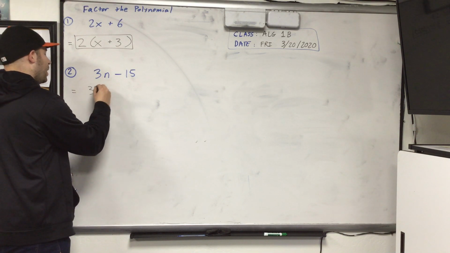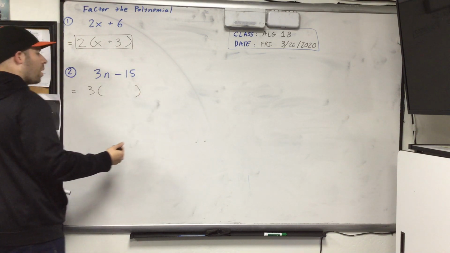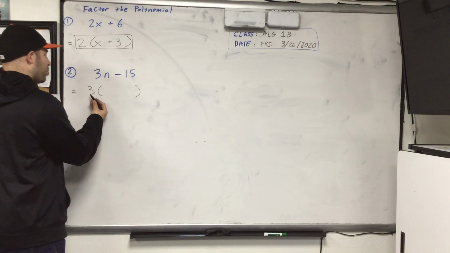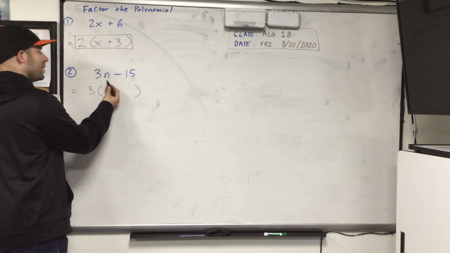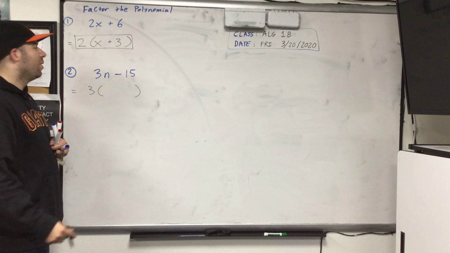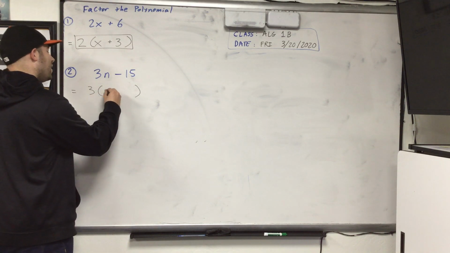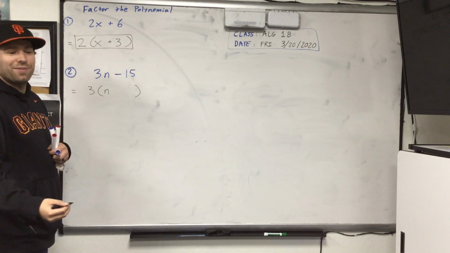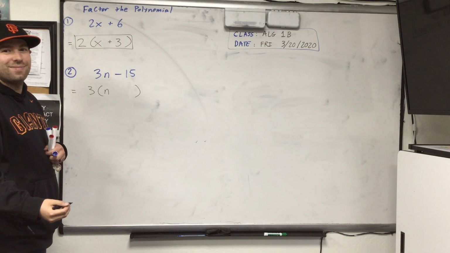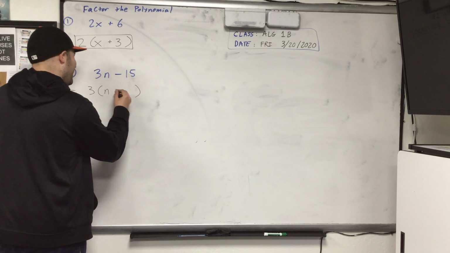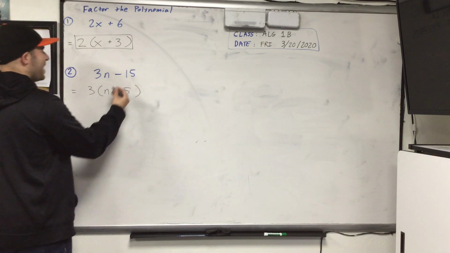I'm going to reverse distributive property, aka factor the polynomial. So now I've got 3 times what is 3n? 3 times n is 3n. And now I've got 3 times what is negative 15. Good! 3 times negative 5 is negative 15.